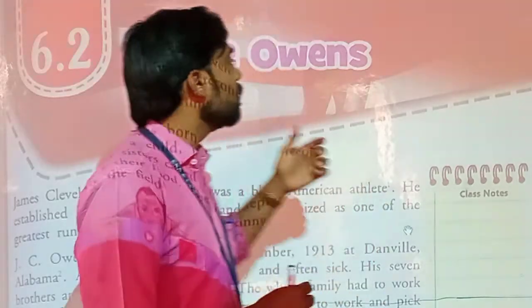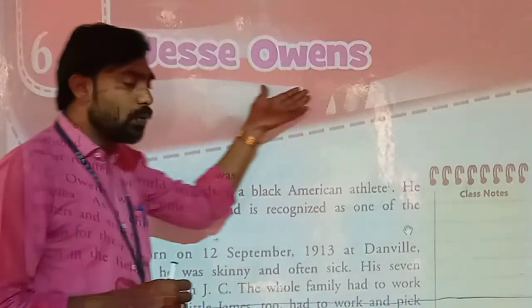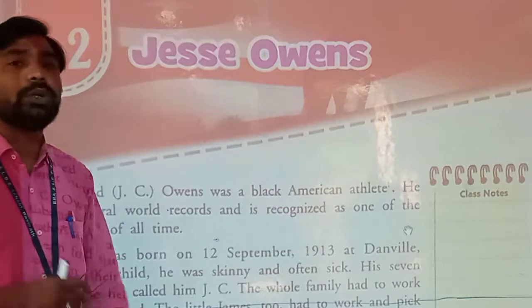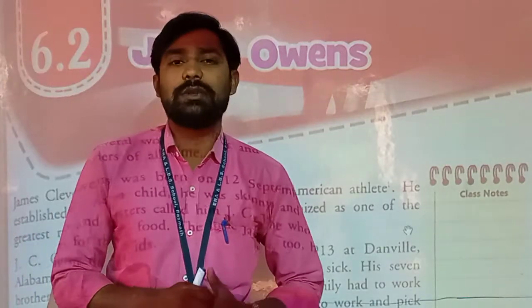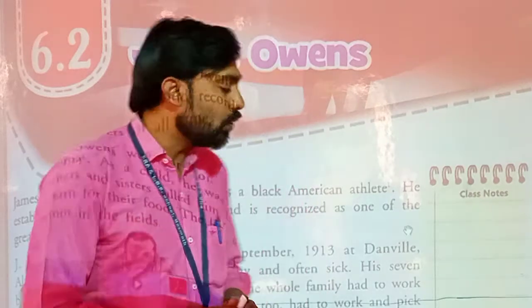So this whole unit tells us about sports and games only. Now this second lesson, 6.2, is about Jesse Owens. He is one player, one athlete. We have to read about him today. Okay, so let's start.